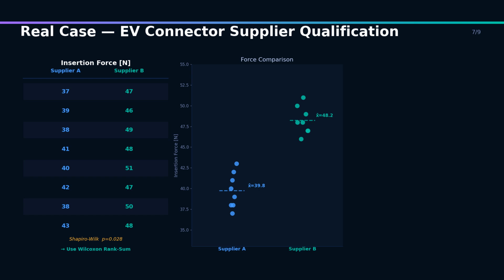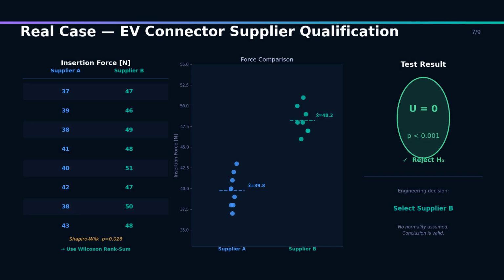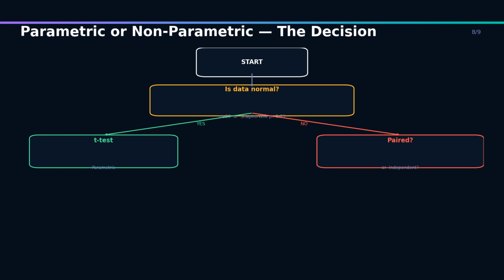After pooling and ranking all 16 values, supplier A dominates the lower ranks, and supplier B dominates the upper ranks. The Mann-Whitney U statistic equals 0. The p-value is less than 0.001. You reject the null hypothesis with strong confidence. Supplier B produces a statistically superior insertion force, and you have reached that conclusion without assuming anything about the underlying distribution.